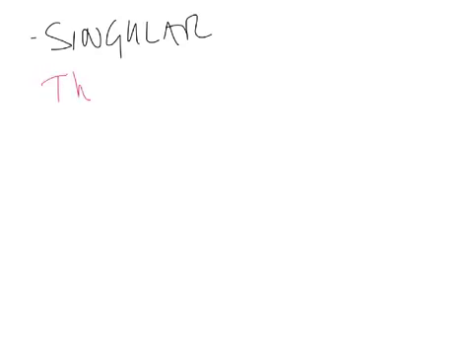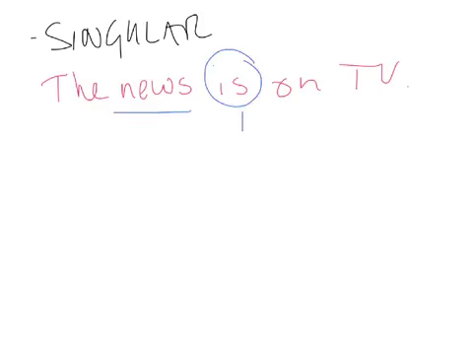Since we don't really count them and consider them as one entity, they should always be treated as singular objects, singular words. Therefore, we need singular verbs. So, for example, the news is on TV. We have the uncountable noun and the verb. The verb is singular and the uncountable noun is singular.